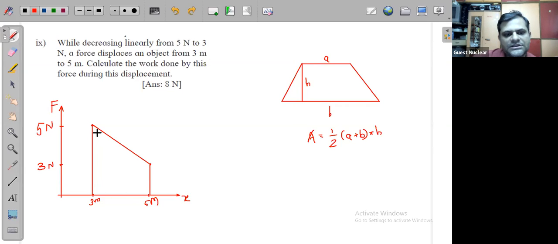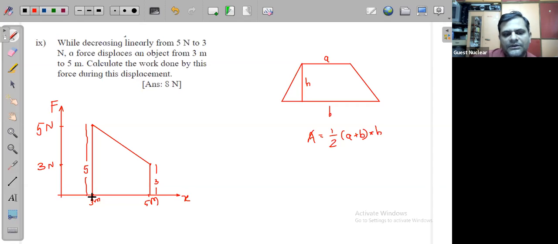So if we just consider this as a trapezium, then its first vertical side has a length of 5 Newton, correct? And similarly, the second side here is going to have the length of 3 Newton here, correct?